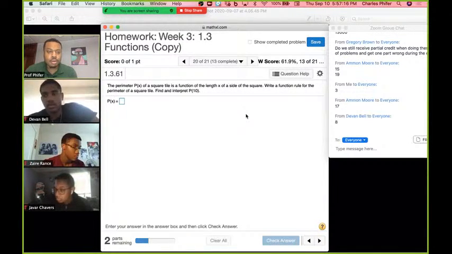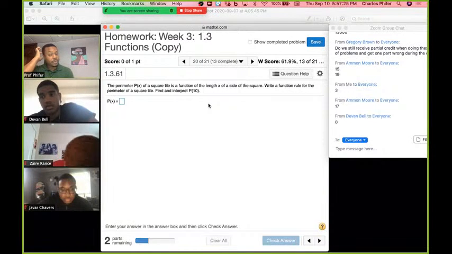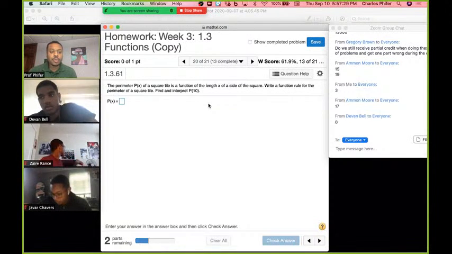Oh, okay. Yeah. That's not bad, right? That sounds okay. Let me see. Perimeter, right? Okay. So I think what you found was the area, right? Area is length times width. What does perimeter mean?